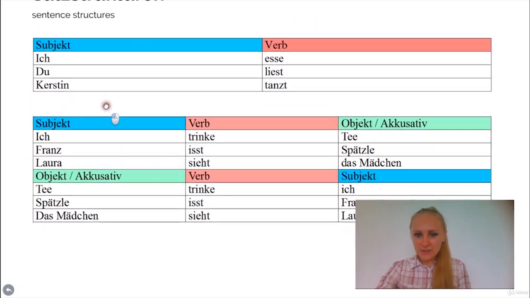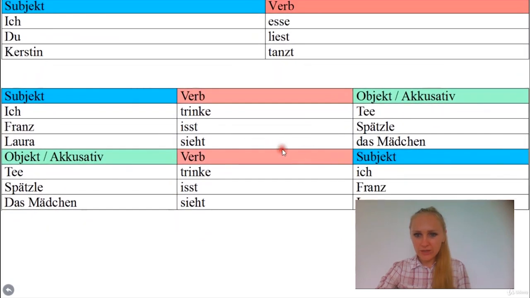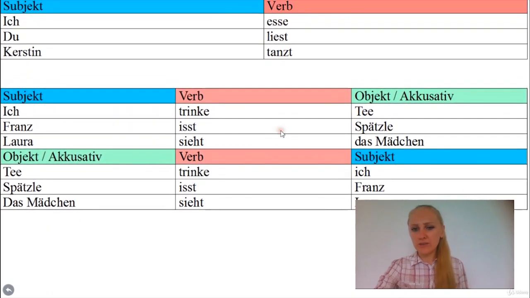In this case here, we have an accusative object, or generally it could also be a dative object. In this case here, they're just accusative objects. Ich trinke Tee, I drink tea. Exactly as in the English word order. So it's subject, verb, and then comes the object. Franz isst Spätzle, which means Franz eats Spätzle. Spätzle, a very tasty German dish. You should try it if you get the chance. And Laura sieht das Mädchen, which means Laura sees the girl.